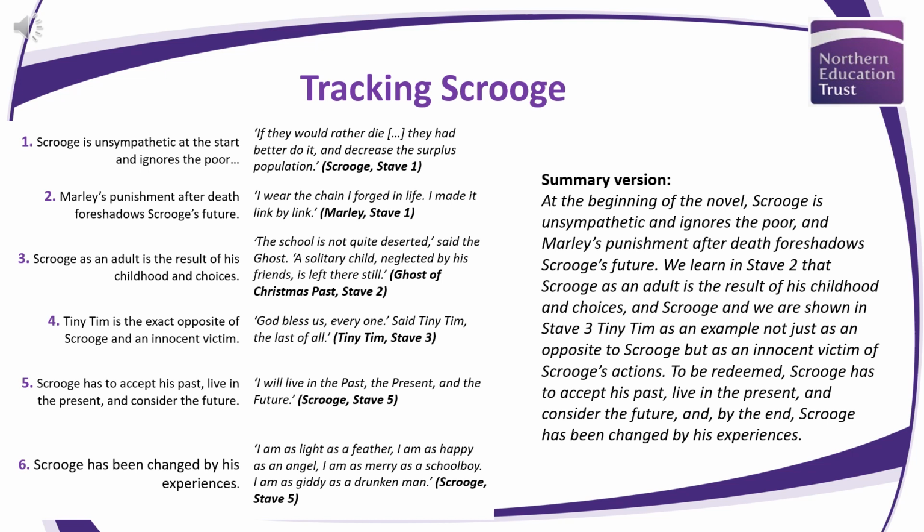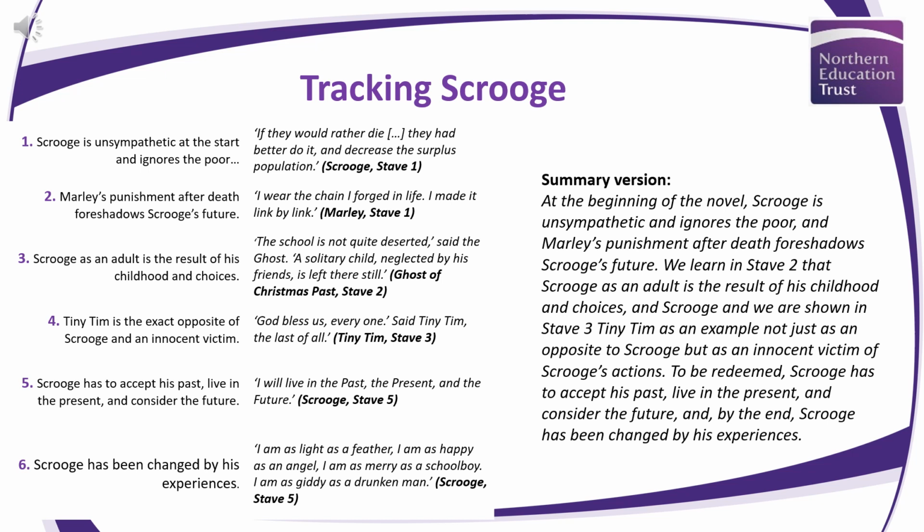I'd then go for possibly the end of stave 1 and the idea that Marley's punishment after death foreshadows Scrooge's fate. And the quotation, "I wear the chain I forged in life, I made it link by link." And that's Marley in stave 1. I then might go back to stave 2 and the idea that Scrooge as an adult is the result of his childhood and of his choices. And the quotation, "The school is not quite deserted," said the ghost. "A solitary child, neglected by his friends, is left there still." And that's the Ghost of Christmas Past in stave 2.